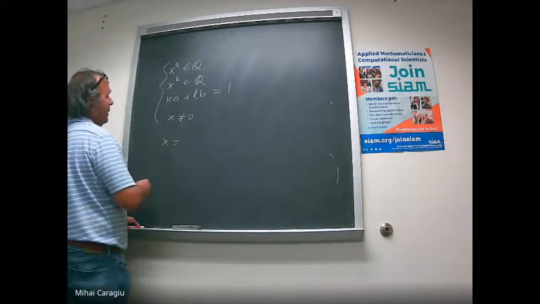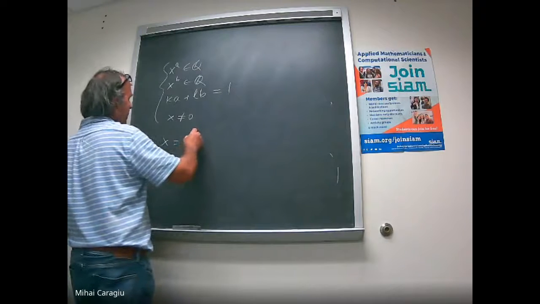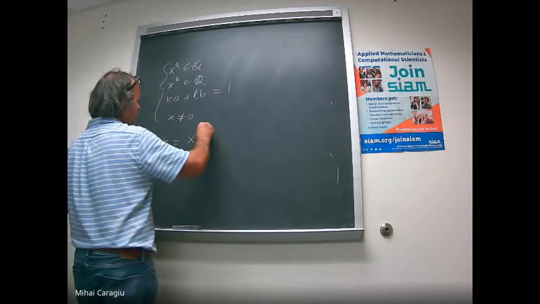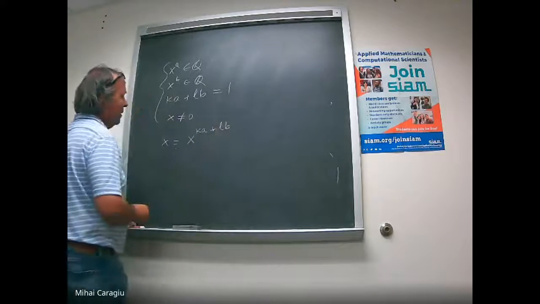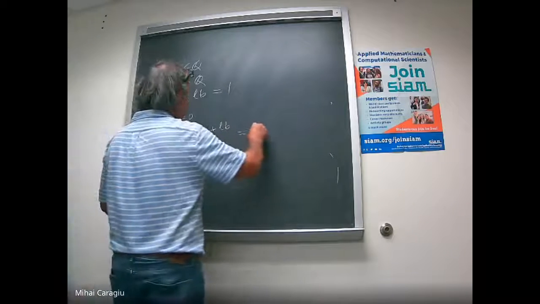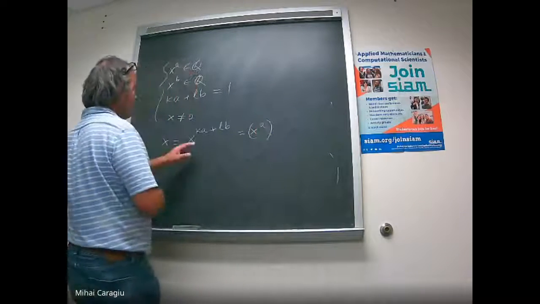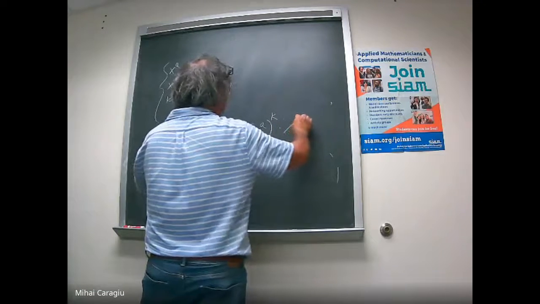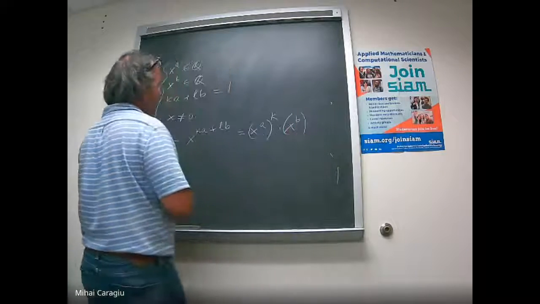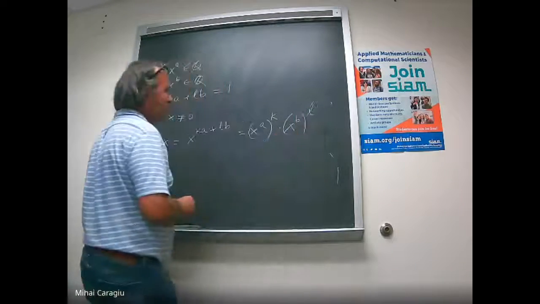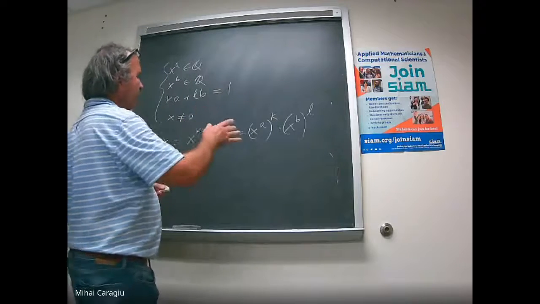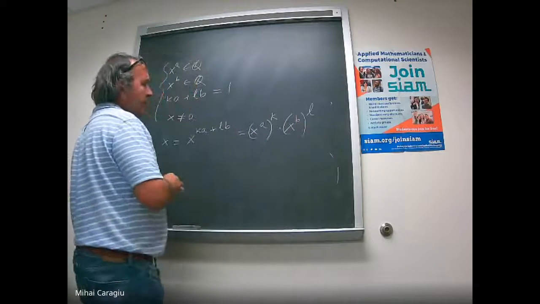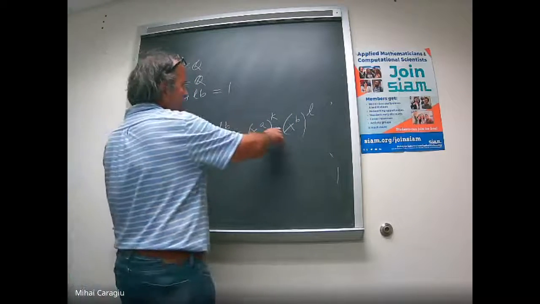x will be x to the power ka plus lb. This will be x to the power a, everything to the power k, times x to the power b, everything to the power l. Well, for example, one of the numbers k, l could be positive and the other negative, so that this product is actually a quotient.